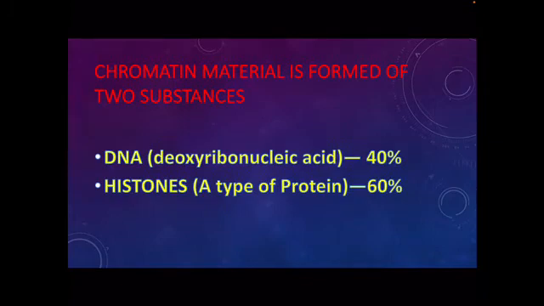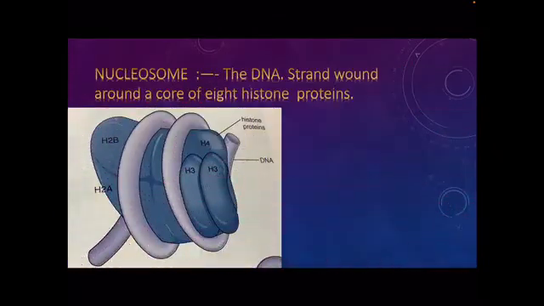Chromatin material is made up of two substances: DNA, deoxyribonucleic acid, which is 40%, and histones, a type of protein, which is about 60%. When these two combine together, they form a beaded structure called a nucleosome. These beads are called nucleosomes.